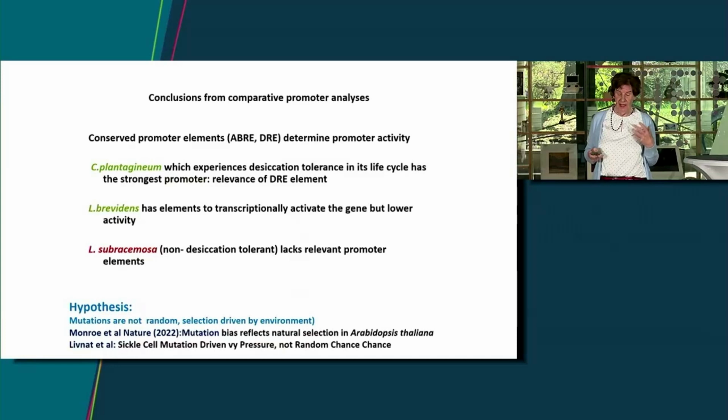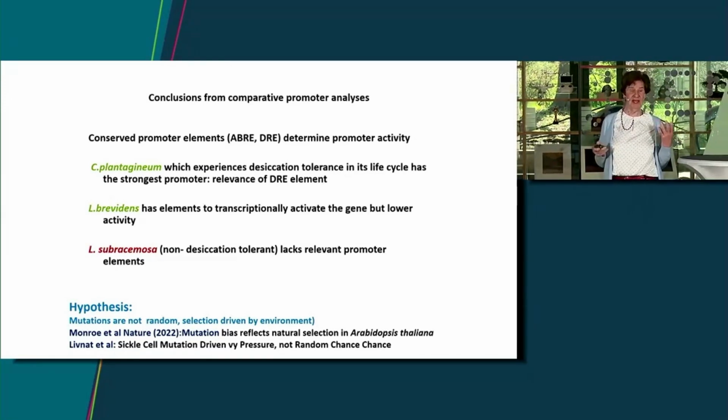So the conclusions from these comparative promoter studies are that conserved promoter elements, which are responsive to dehydration and to the phytohormone abscisic acid, determine the promoter activity. And we found most of these elements in the Craterostigma. And Craterostigma is desiccation tolerant in its native habitat. So I think that could be important. So it experiences water deficit throughout its life cycle several times. And Lindernia brevidens, I told you, is the plant which comes from the rainforest.